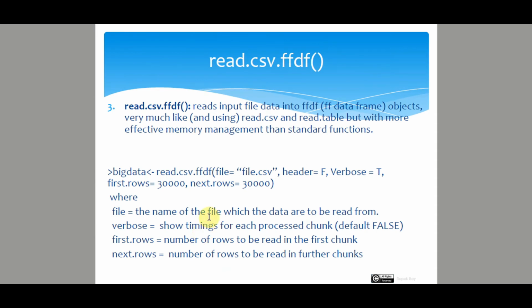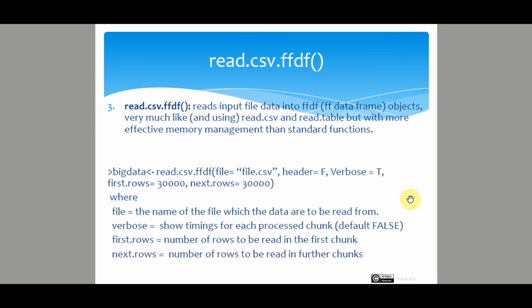Number 3 is the read.csv.ffdf function that reads the input file into ff data frame objects, very much like using read.csv and read.table, but of course with more effective memory management. Different parameters of read.csv.ffdf include verbose, which shows the timing of each process chunk.